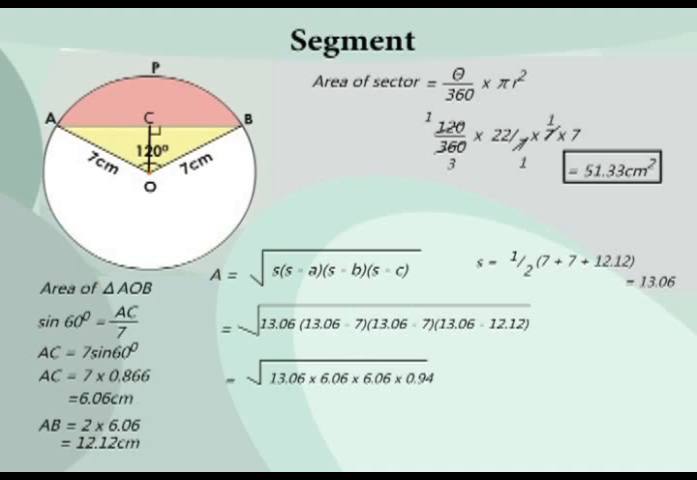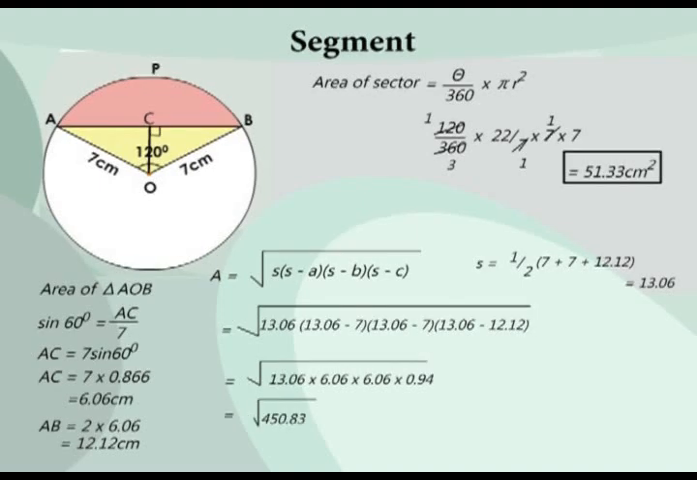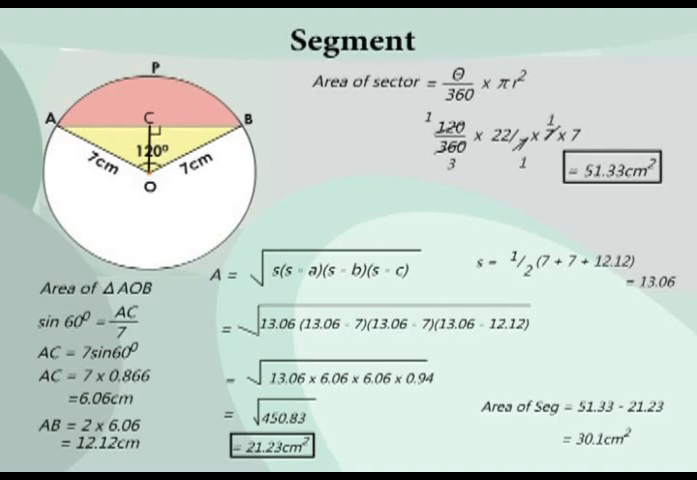That will give us the square root of 450.83. The square root of that is 21.23, and so the area of the triangle is 21.23 square centimeters. Area of the segment is given by the area of the sector minus the area of the triangle. That is 51.33 minus 21.23. That gives us 30.1 square centimeters.